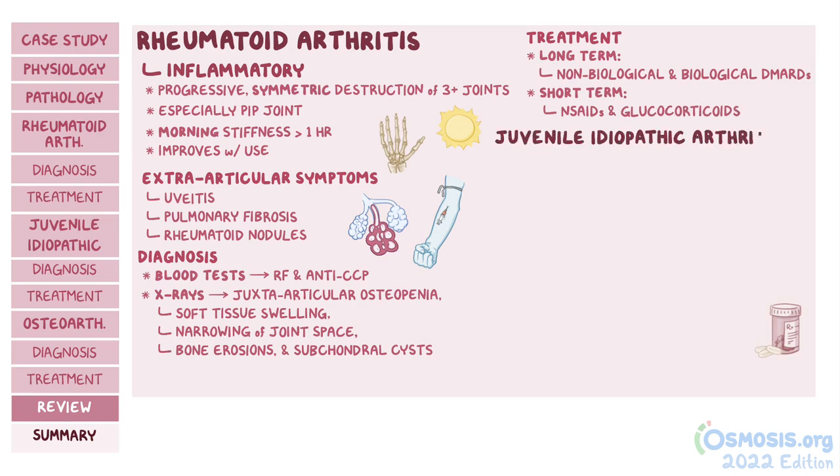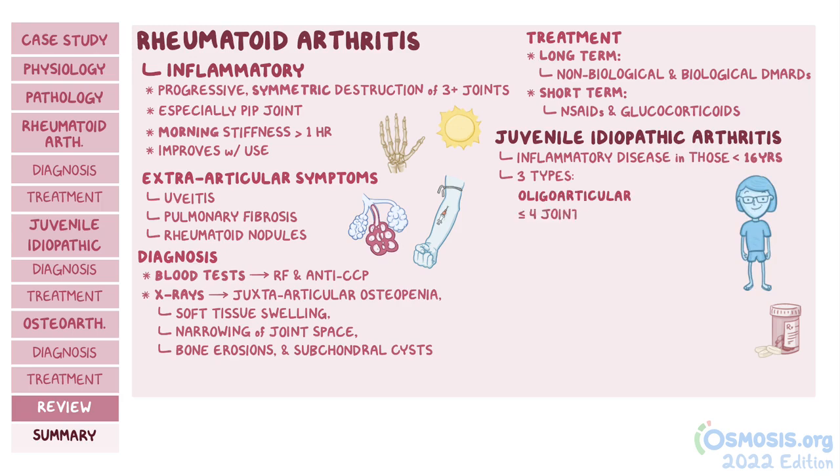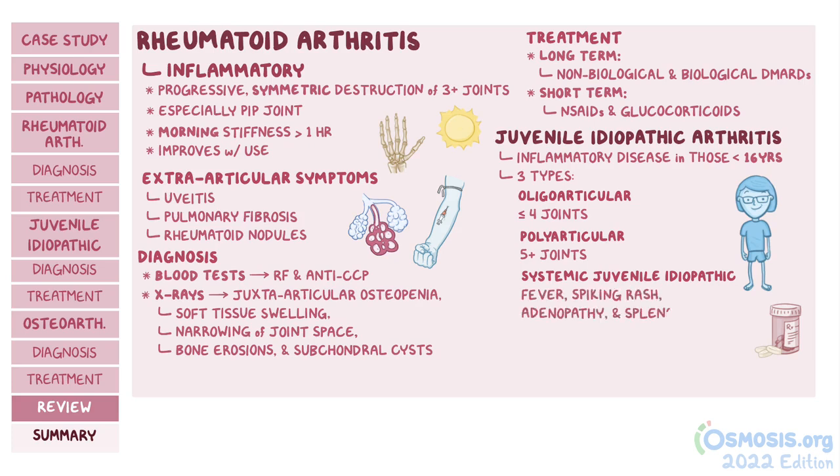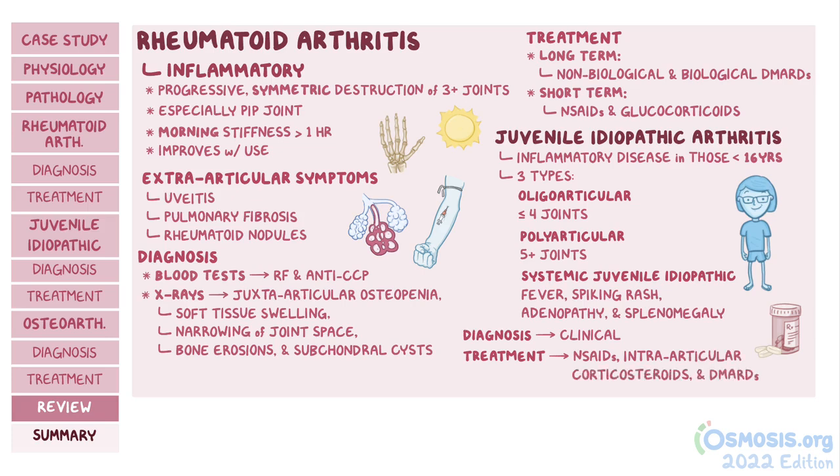The long-term treatment of rheumatoid arthritis is use of non-biological and biological DMARDs, while short-term is with NSAIDs and glucocorticoids. Juvenile idiopathic arthritis is an inflammatory disease that occurs in those under 16 years of age, and there are 3 main types. Oligoarticular arthritis, in which there are up to 4 joints affected, polyarticular arthritis, which affects 5 or more joints, and systemic juvenile idiopathic arthritis, which is also associated with systemic symptoms like fever, spiking rash, adenopathy, and splenomegaly. Diagnosis is clinical, and treatment involves NSAIDs, intra-articular corticosteroids, and DMARDs.